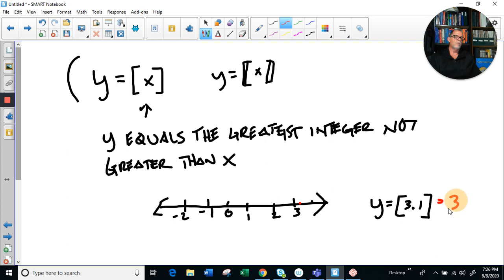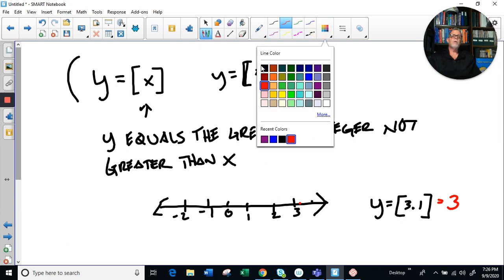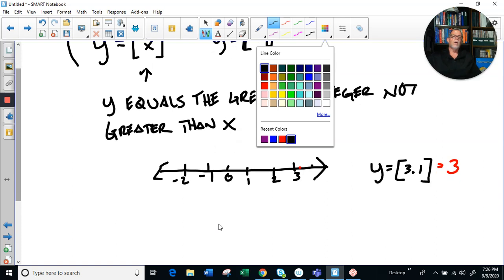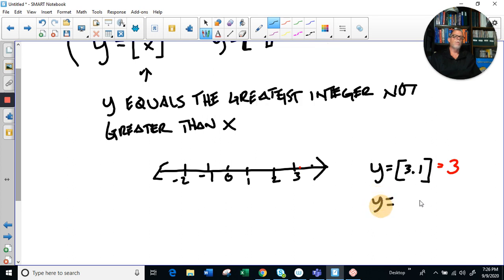In the same way, if I do some other numbers, let's say y equals greatest integer not greater than 2.8. What do you think that is? Again, look at the number line. We know greatest integer not greater than is going to be to the left. So y equals greatest integer not greater than 2.8 would be 2.